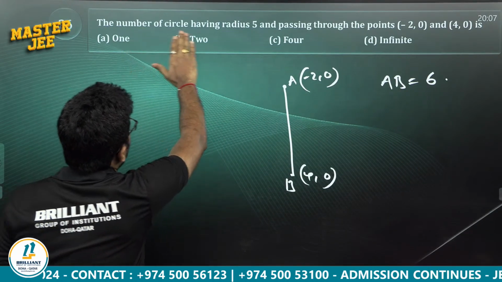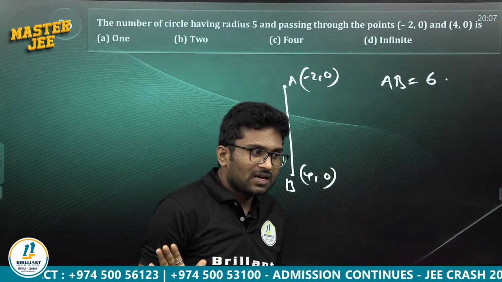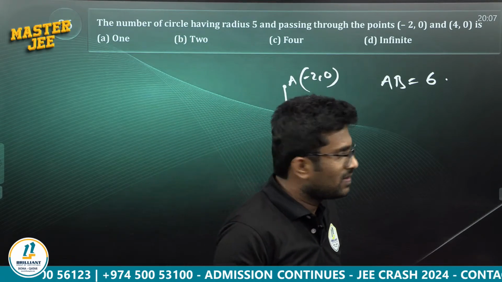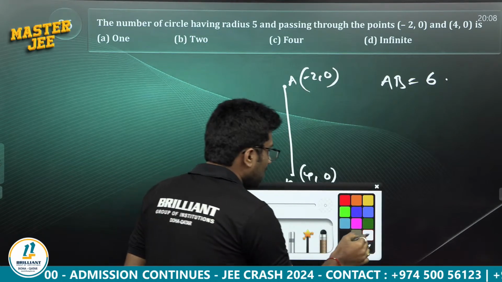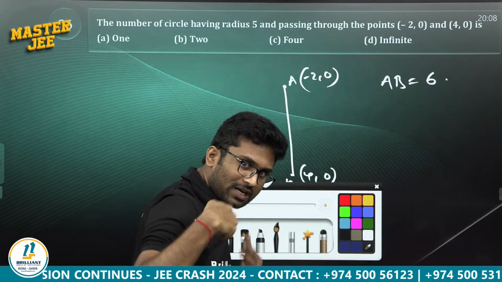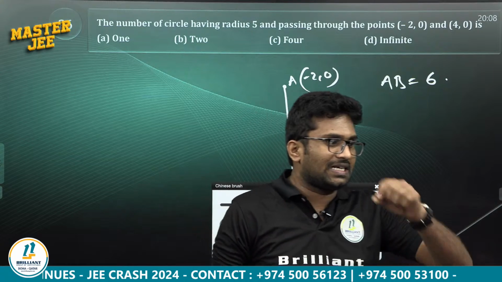Now, for circles having radius 5, the diameter is definitely going to be 10. The diameter is going to be 10 for our circle. For the required circle, the diameter is 10.